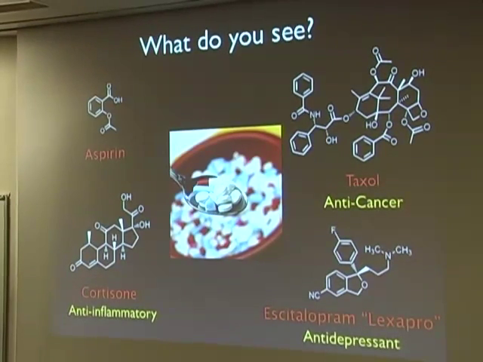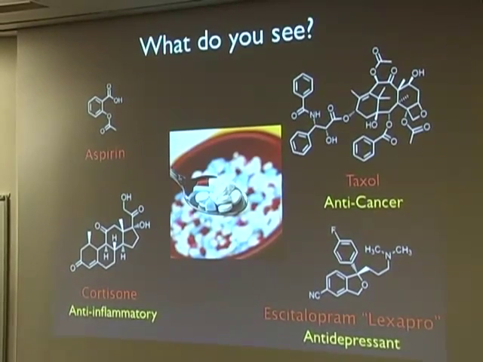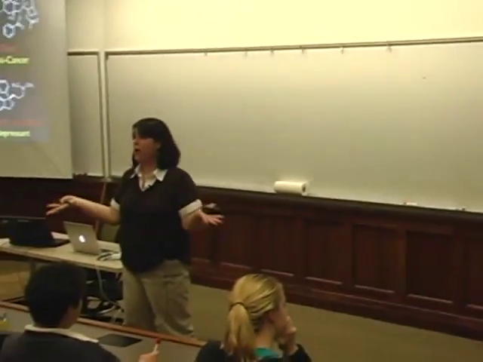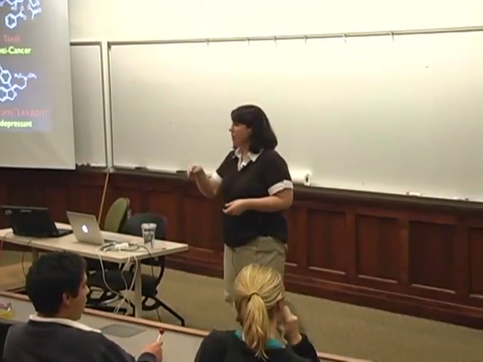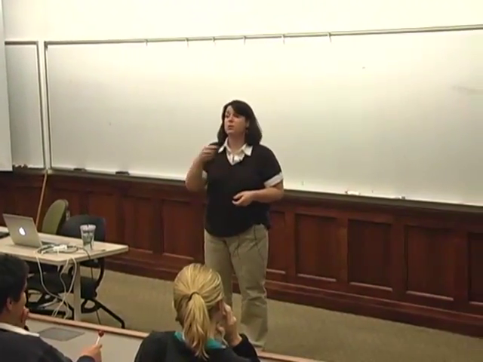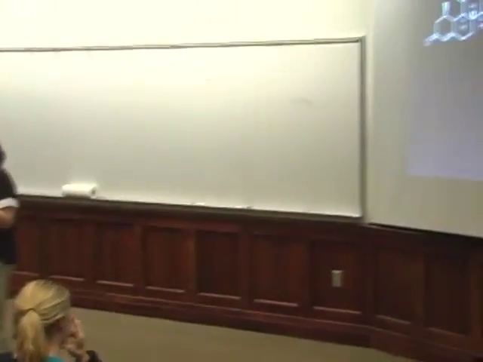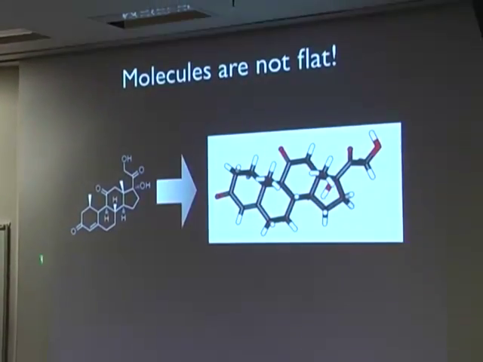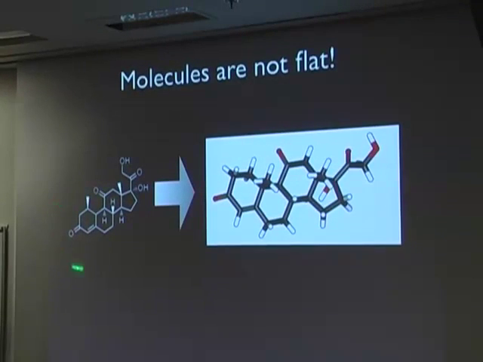So if you were to go into a lab and your job was to make Lexapro, one of the things you need to be able to do is to get the right atoms to be connected to the right atoms, or else you're not making Lexapro, you're making something else, okay? But not only do we have to worry about the right atoms being connected to the right atoms, but molecules aren't flat, okay? They're three-dimensional. So we not only have to worry about which atoms are connected, but where in three-dimensional space the atoms are connected to each other. So for example, this is cortisone.